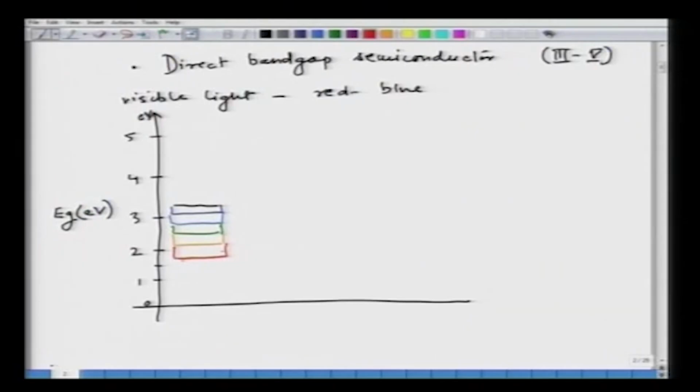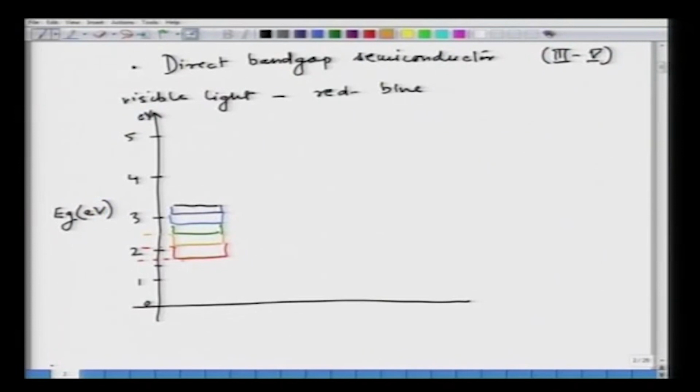So, basically what this means is that if I want to make a light emitting diode which is emitting in the red, then I need to have a semiconductor which has band gap in this range. Similarly, for the other colors, if I want to make a diode which is yellow, then I must have band gap in the yellow range and so on and so forth.